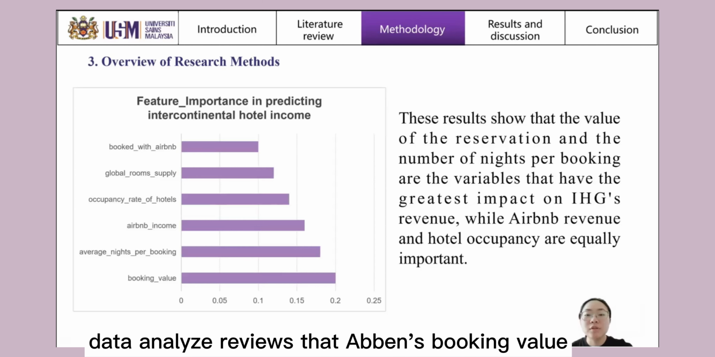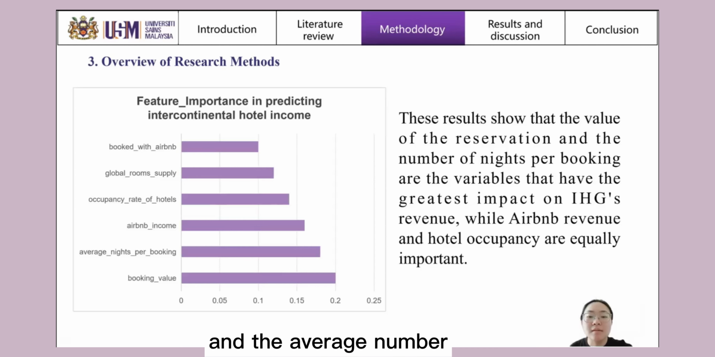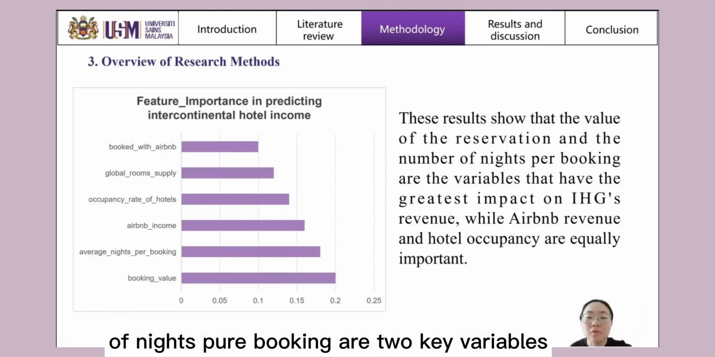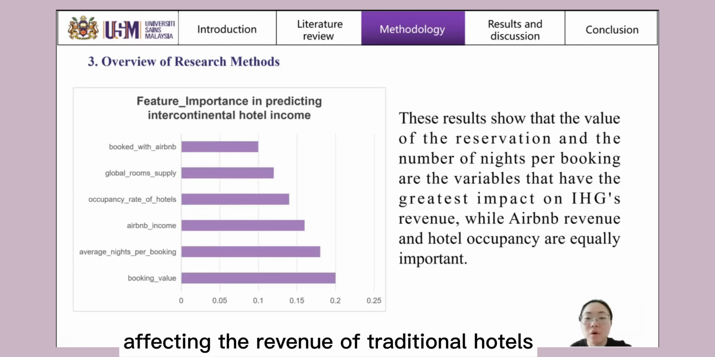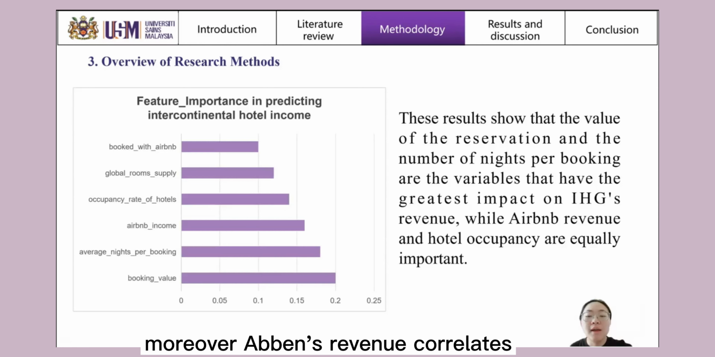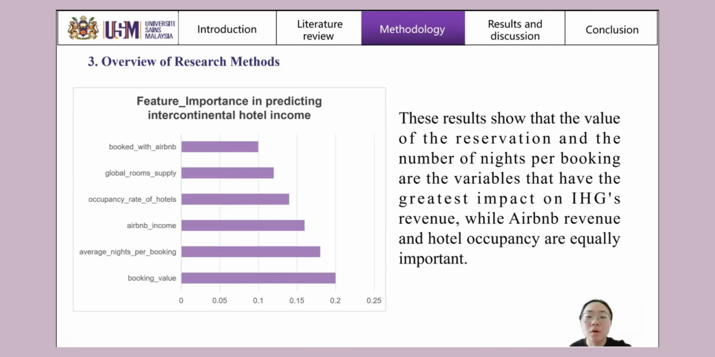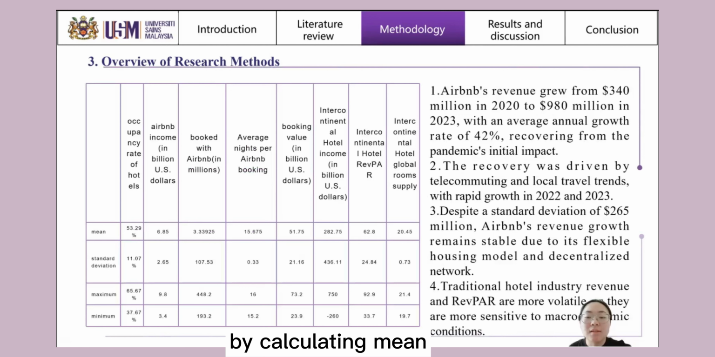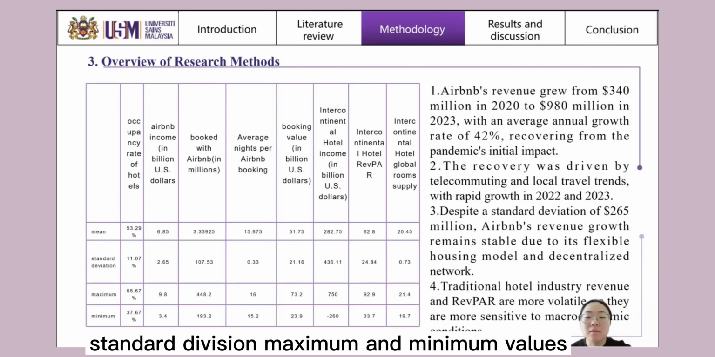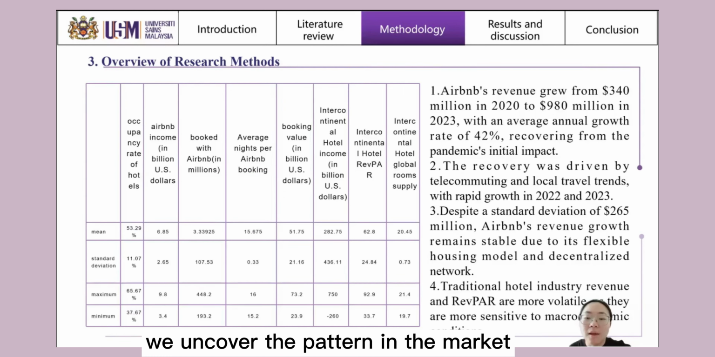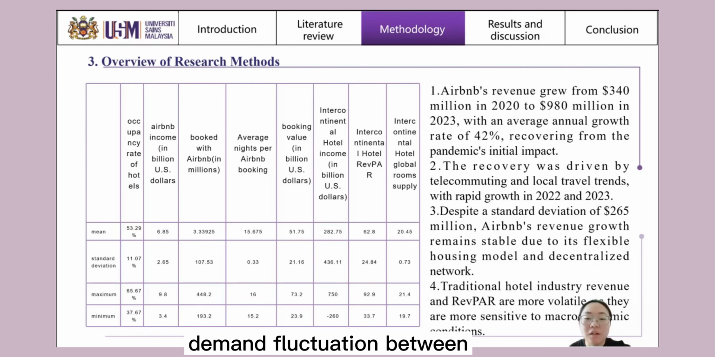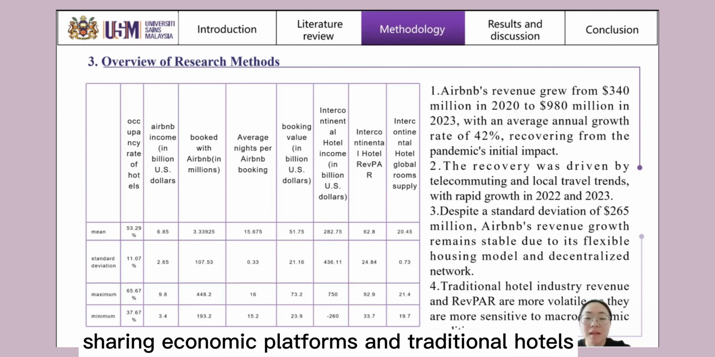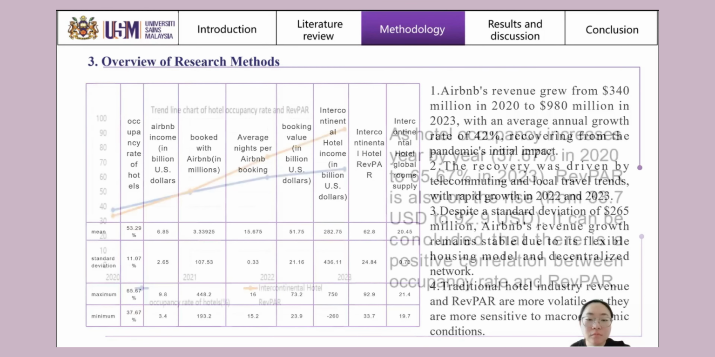Data analysis revealed that Airbnb's booking value and the average number of nights per booking are two key variables affecting the revenue of traditional hotels. Moreover, Airbnb's revenue correlates significantly with hotel occupancy rates. By calculating mean, standard deviation, maximum and minimum values, we uncover the pattern in the market's demand fluctuation between sharing economy platforms and the traditional hotels.